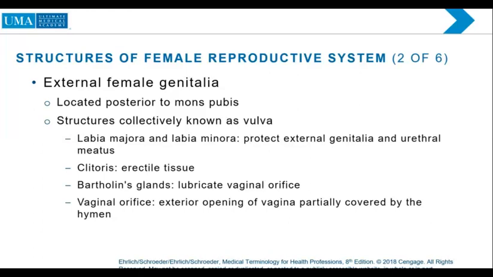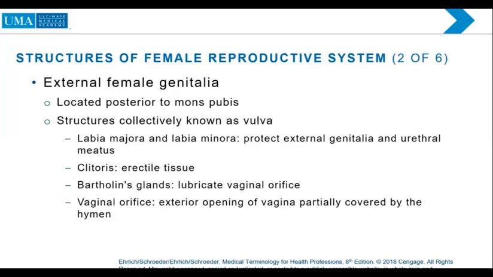Structures of the female reproductive system. You have the external female genitalia, and they're located posterior to the mons pubis. Structures collectively are known as the vulva. You have your labia majora, labia minora, and they protect the external genitalia and urethral meatus.